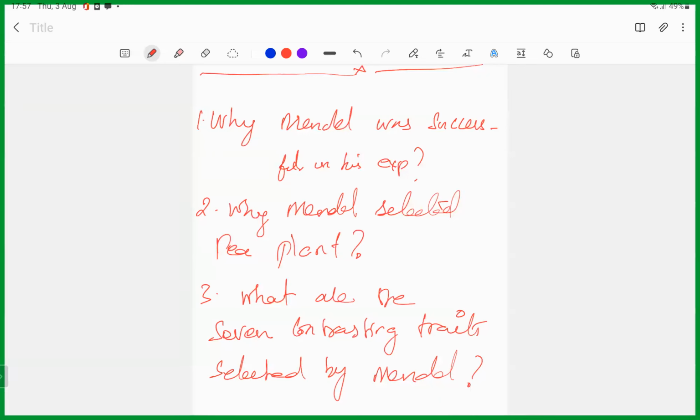So proper documentation, proper observation, and the introduction of statistics and mathematics into science. These are the important reasons by which Mendel succeeded in his experiments. Large sample size means 25,000 plants. And simple techniques. Okay, fine.